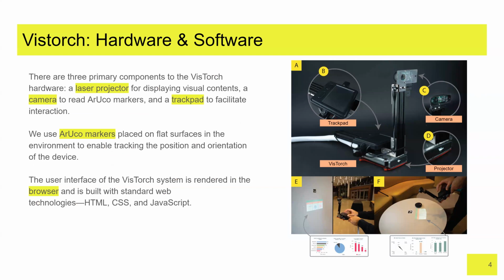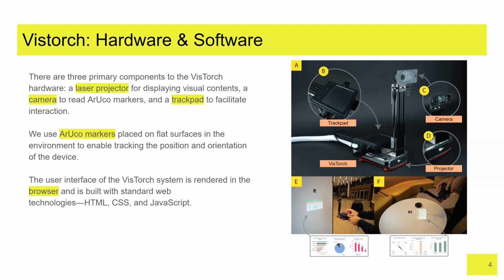There are three primary components to the VisTorch hardware: a laser projector for displaying visual contents, a camera to read Aruco markers, and a trackpad to facilitate interaction. We use Aruco markers placed on flat surfaces in the environment to enable tracking the position and orientation of the device. We calculate a perspective transform to apply to displayed imagery. This makes it possible to render a distortion-free view of any data visualization in part of the space, even if the device is held oblique to the surface.